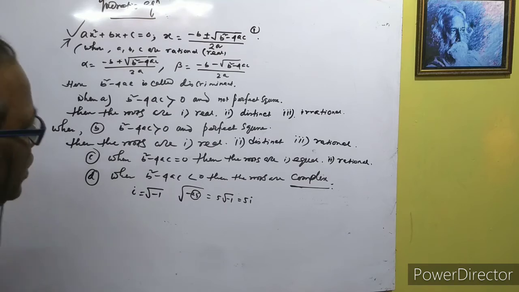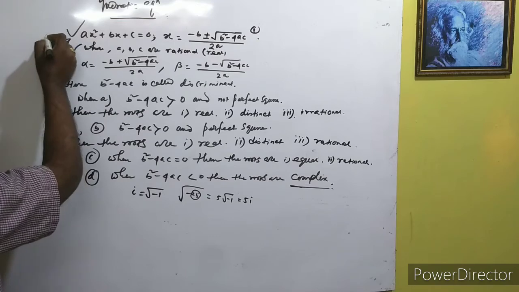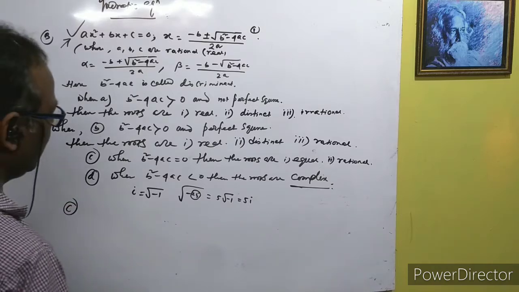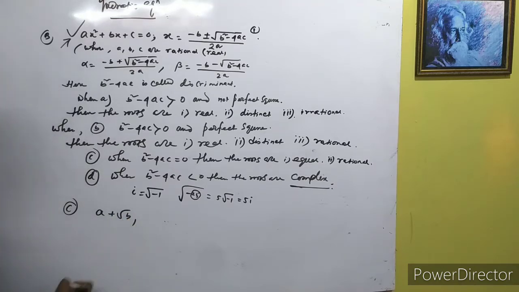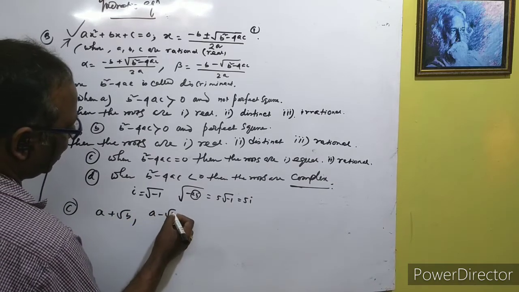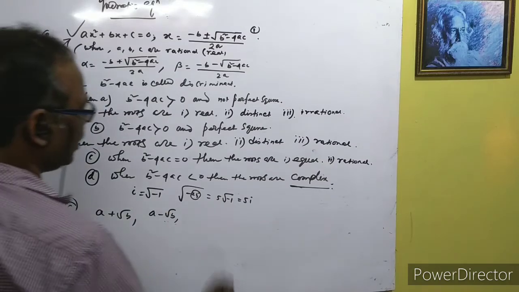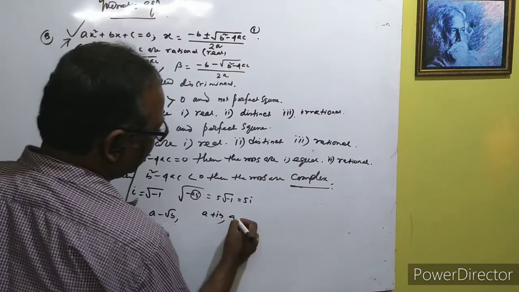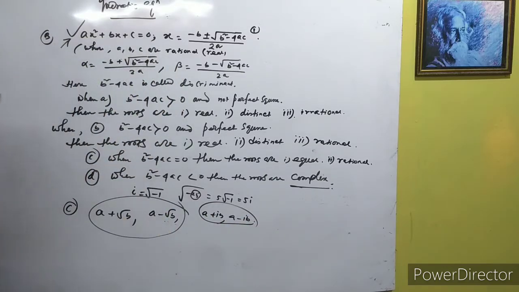Now, about the discussion of the quadratic equation. If one root is a plus root b, then the other root is always its conjugate, a minus root b. Carefully see: if one root is a plus ib, which is complex, then the other is a minus ib. So these are all conjugate pairs.